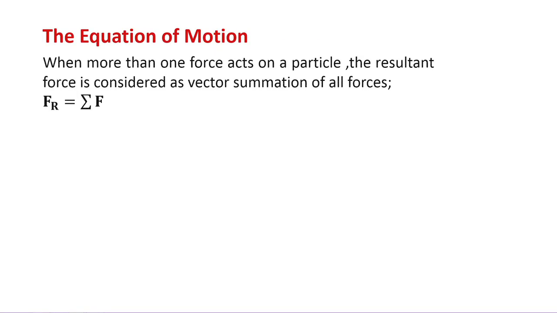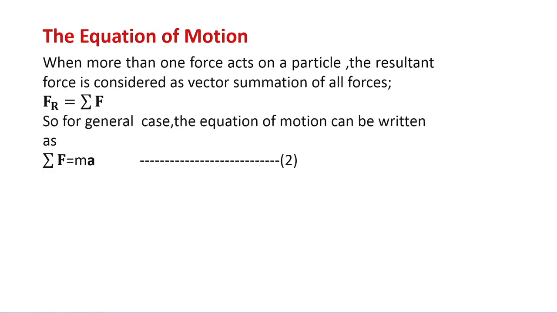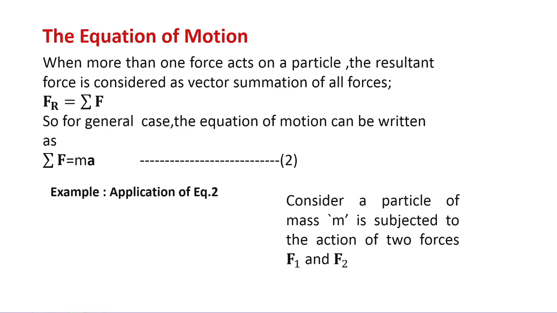Now, when more than one force acts on a particle, the resultant force is considered as the vector summation of all forces, that is, Fr, the resultant force, is equal to summation of F. So, in the general case, the equation of motion can be written as summation of F is equal to ma. Now, an example to have some concept. Let us consider a particle acted upon by two forces F1 and F2, and due to this it has an acceleration a.